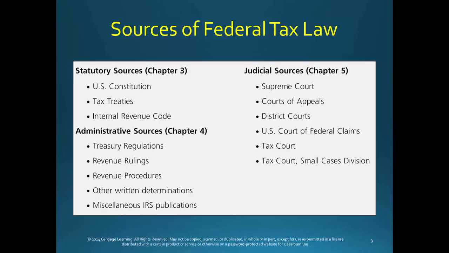Let's take a look at the three sources of federal tax law. Chapter 3 covers statutory sources: the U.S. Constitution, tax treaties, and the Internal Revenue Code. As we move to Chapter 4, we'll look at the administrative sources, and Chapter 5 covers the judicial sources.